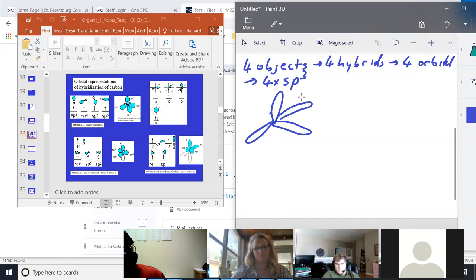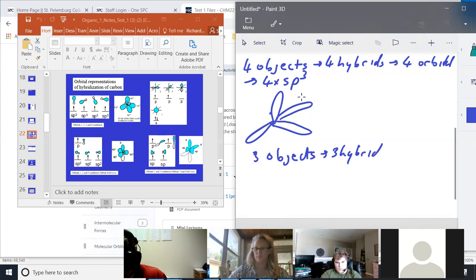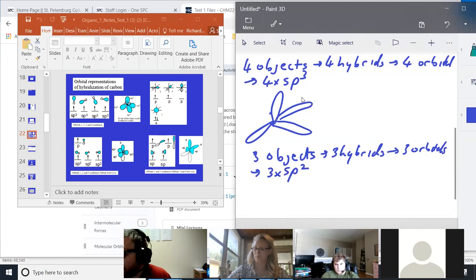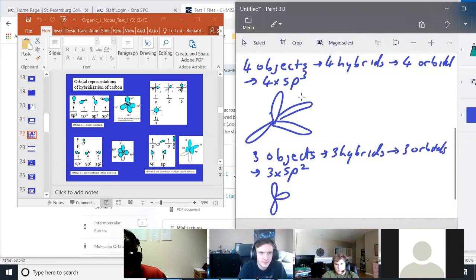Okay, so you've got the sp2s, that's going to be 3 objects. And it's not hard to count these objects. I'll show you, it's really easy, but I'll show you that in a bit. It means 3 hybrids. It means we need 3 orbitals. And then we've got 3 sp2. Will we only be drawing these for carbons? No, you'll be drawing them for nitrogens and oxygens as well. And I'll show you how to do that.